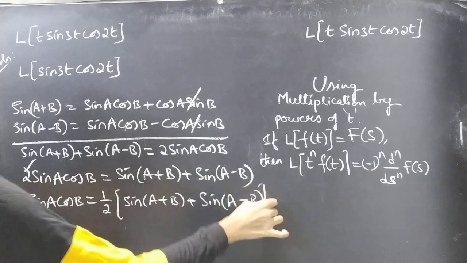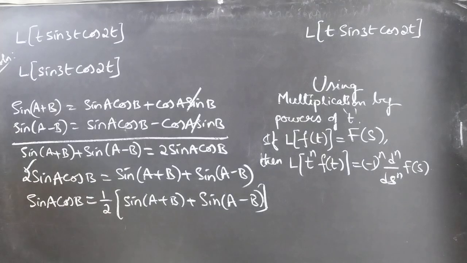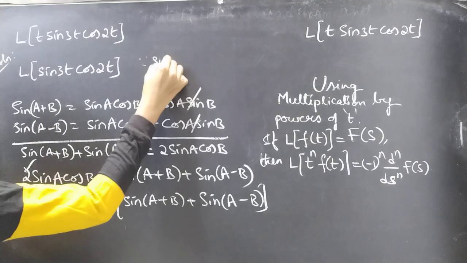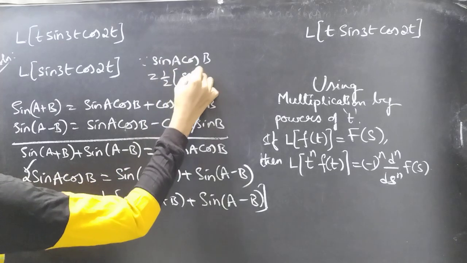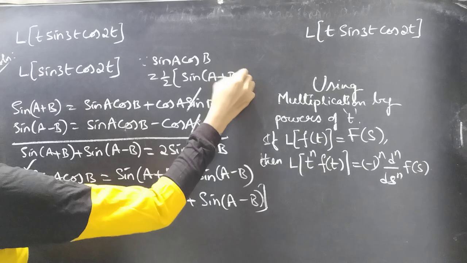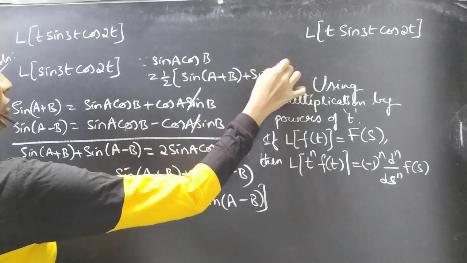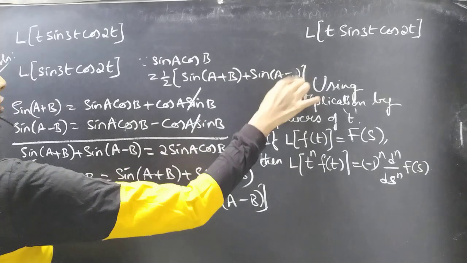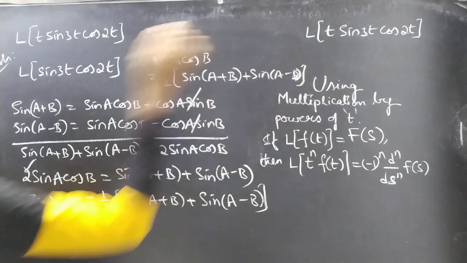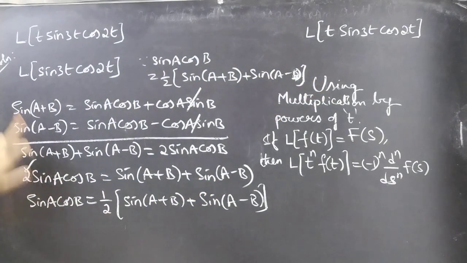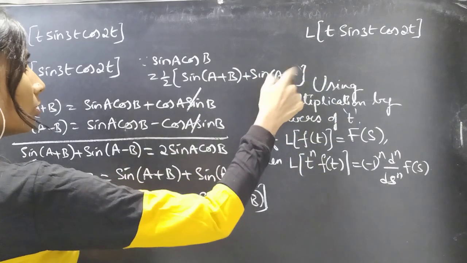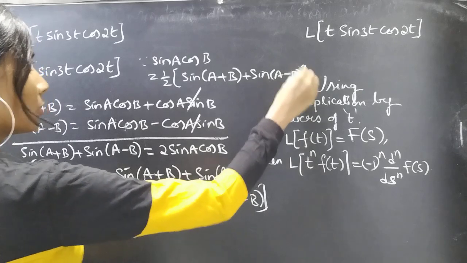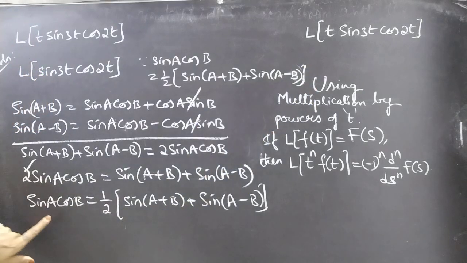Right? If you know this formula, you can just directly apply it, since sin a cos b equals 1 by 2 into sin(a plus b) plus sin(a minus b). If you forget the formula, you can find it using these two. Fine. Now we are going to apply this formula here.